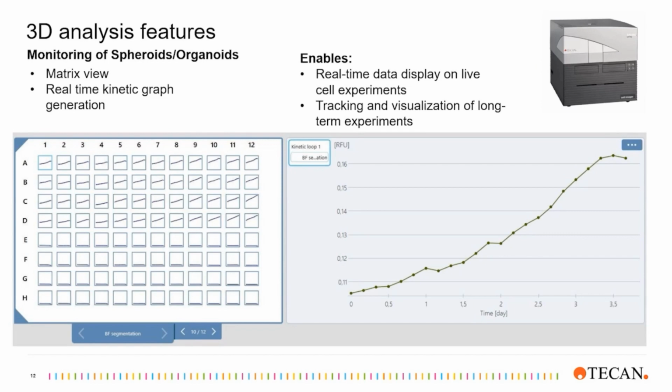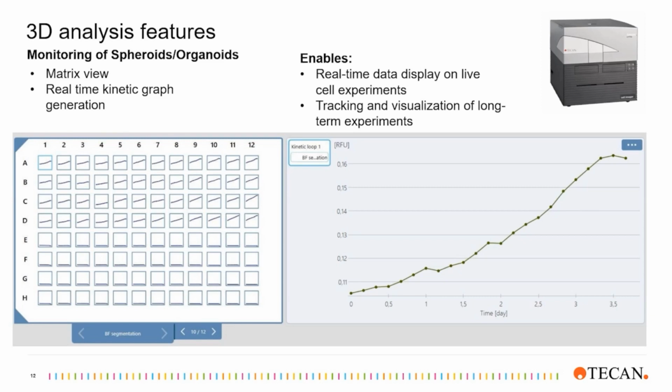Coming to the next feature, the matrix view was developed to give the user a comprehensive overview over what is going on in the whole microplate, with the data being displayed in real time. As an example for a typical kinetic measurement, the image on the left side shows the matrix plate overview of a 96 well plate with a mini curve for each well representing the development of a specific parameter over time. In this case, the curve represents the fluorescence intensity measured within the bright field segmentation mask.